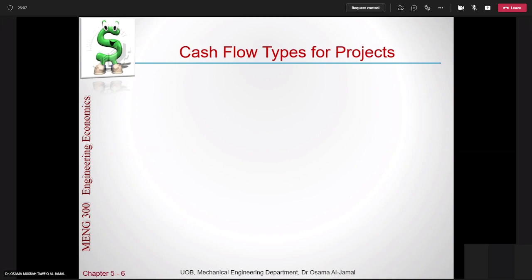The cash flows. Remember we said investment projects, it means that we are going to gain money from them. We want to increase our wealth.